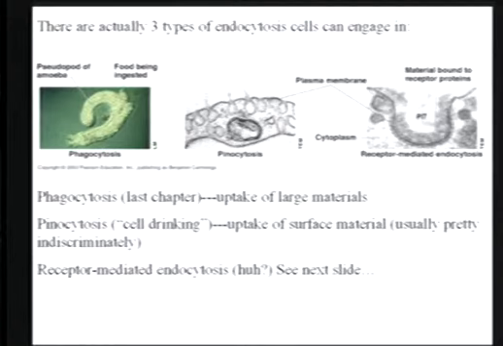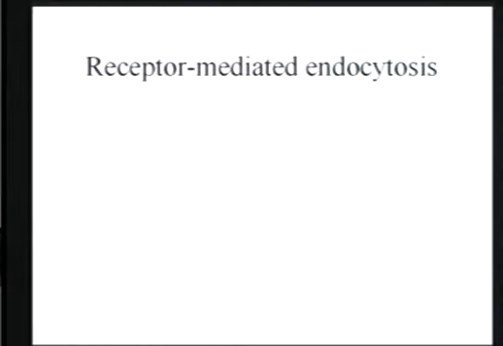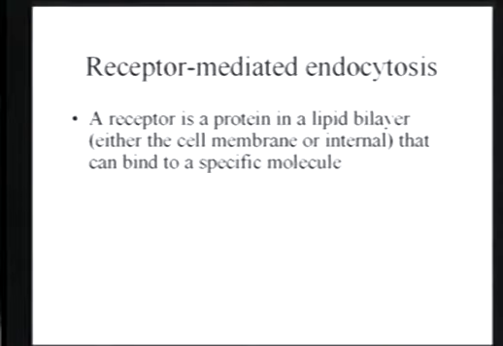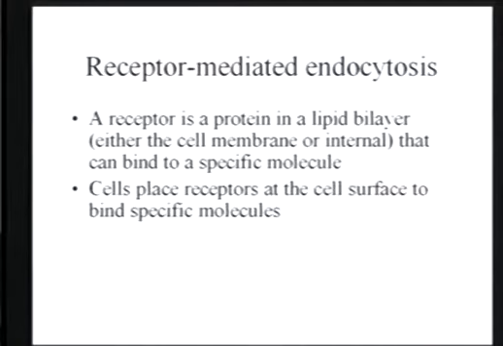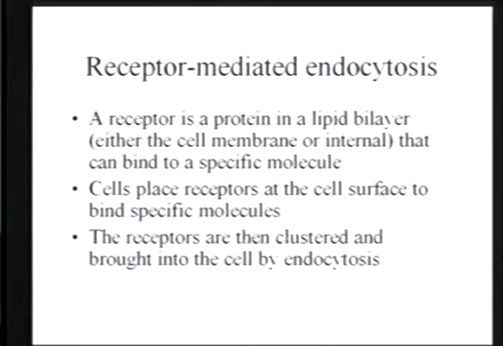The other thing that cells can do is receptor-mediated endocytosis, which is happening here. Okay. You remember I said that there are some proteins in the cell membrane that are receptors, and they bind to specific molecules. All right, so that's what's happening with receptor-mediated endocytosis. You have a receptor that binds to a certain molecule. Okay, so it binds to a specific molecule, and then once those molecules have been bound, the receptors are clustered, and they're brought into the cell by endocytosis.